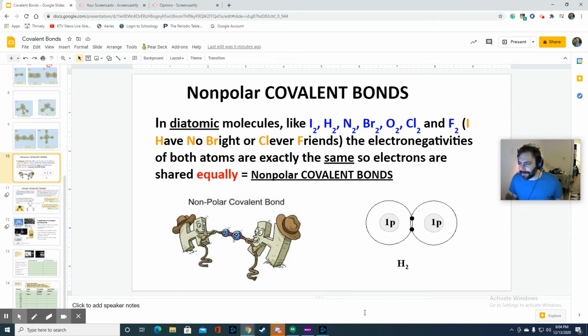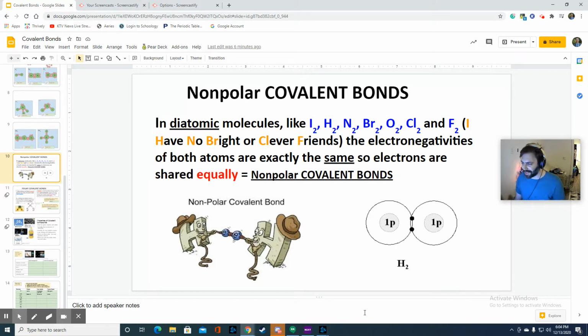So let's talk about nonpolar covalent bonds. We know the covalent bond is a sharing of electrons, but in some instances, that sharing can be equal, and we call that nonpolar. In diatomic molecules like I2, iodine, H2, hydrogen, nitrogen, bromine, oxygen, chlorine, fluorine.